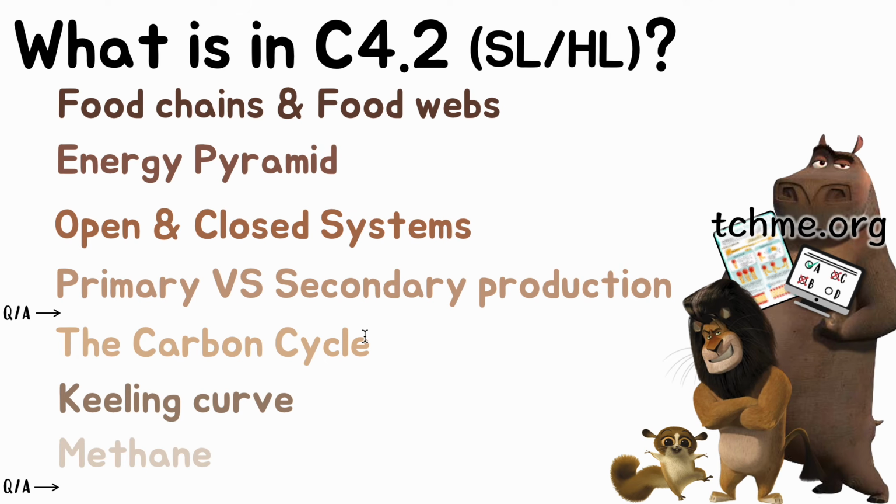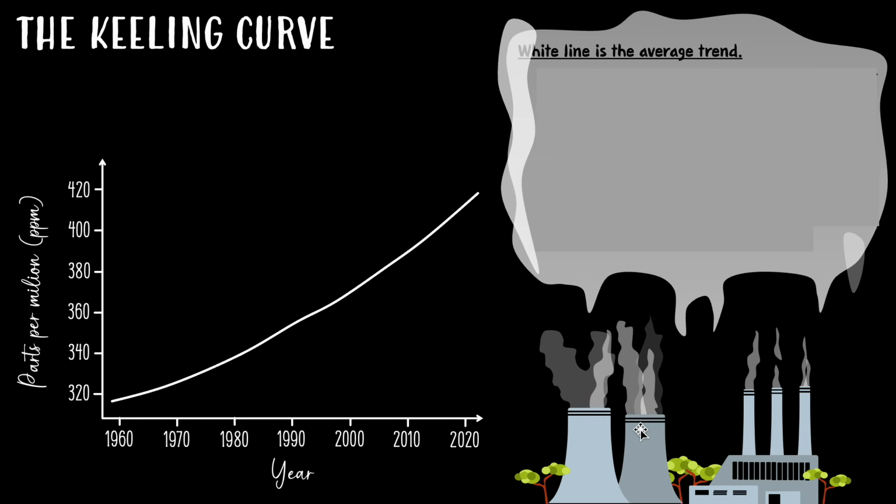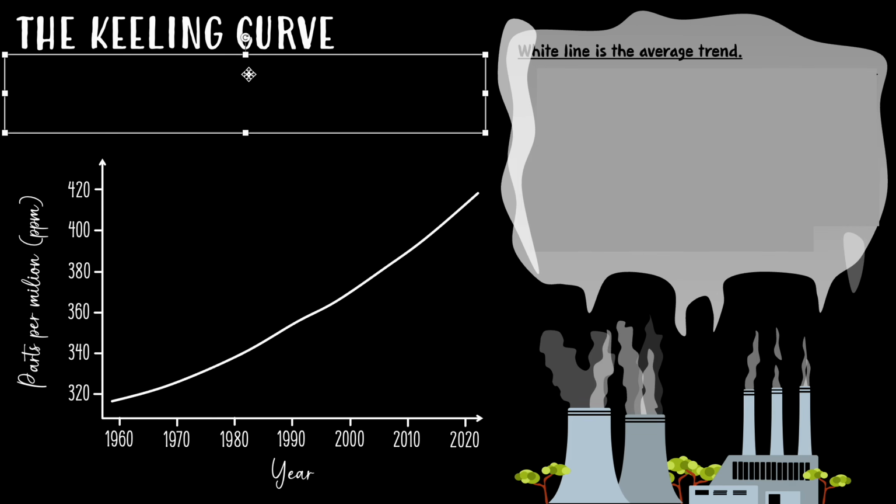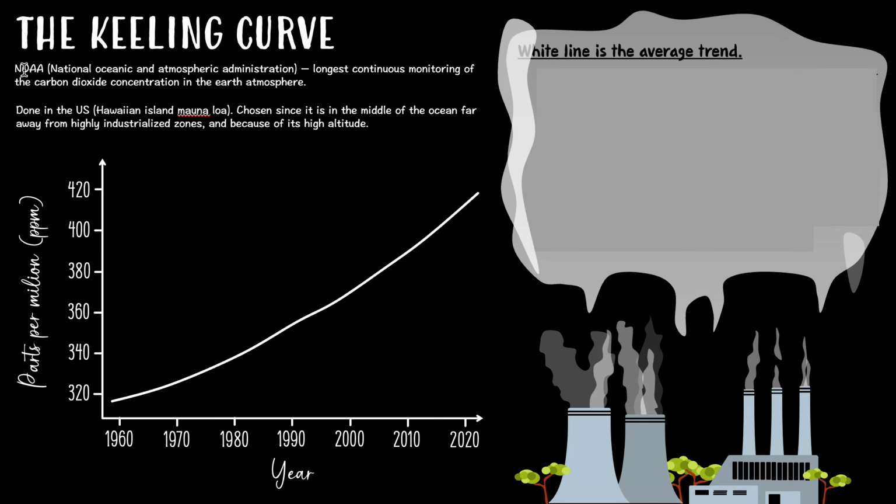So related to the carbon cycle, we have to talk about the Keeling Curve, okay? The guy who made this curve, his name is Keeling. That's really the only reason why it's called the Keeling Curve. Now this is very interesting. The Keeling Curve is a little graph that shows our carbon dioxide levels in the atmosphere over a certain period of time. The specific organization that did this is called the NOAA.